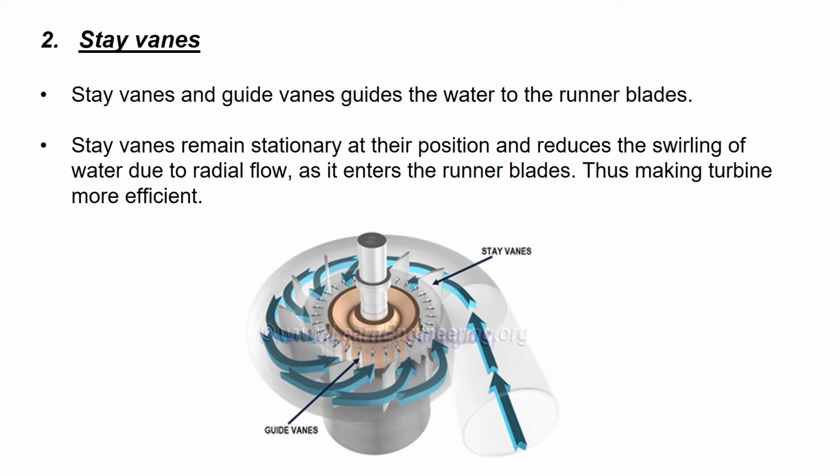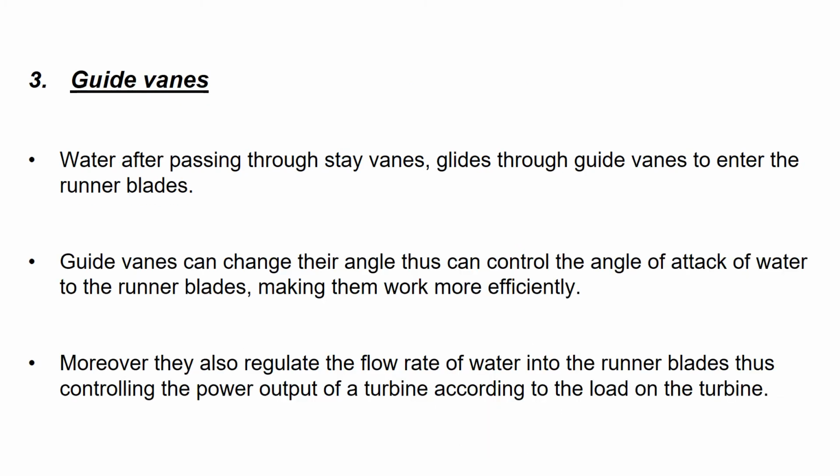Second one is stay vanes. We already know what is a guide vane. You can see in the figure what is a stay vane and what is a guide vane. The stay vane will remain, as the name indicates, stationary in its position, that is it will be staying there itself, and the function is to reduce the swirling of water due to radial flow as it enters the runner blades, thus making the turbine more efficient, whereas guide vanes can adjust its angle as and when it is required, which is known as angle of attack. We will see that in the next slide, that guide vanes.